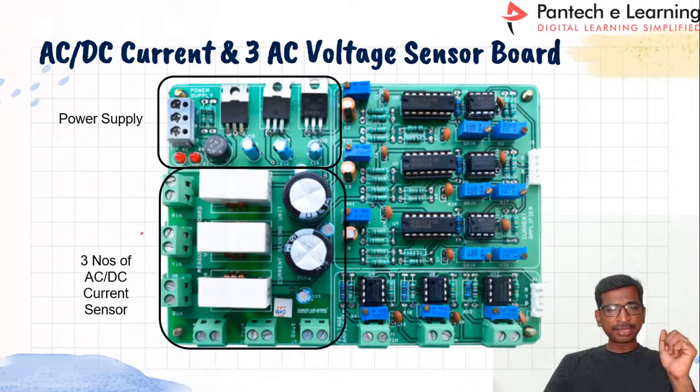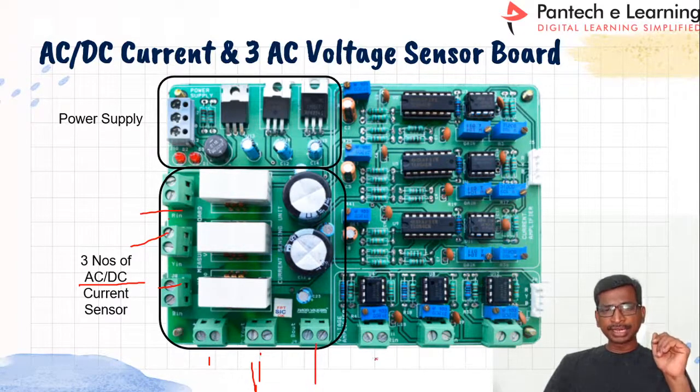And the second part is that there are three current sensors. Here you can feed either AC or DC current sensor, right? And this is the input and this is the output. Here we have to feed R in, R out, Y in, Y out, B in, B out. So like that we have a model.